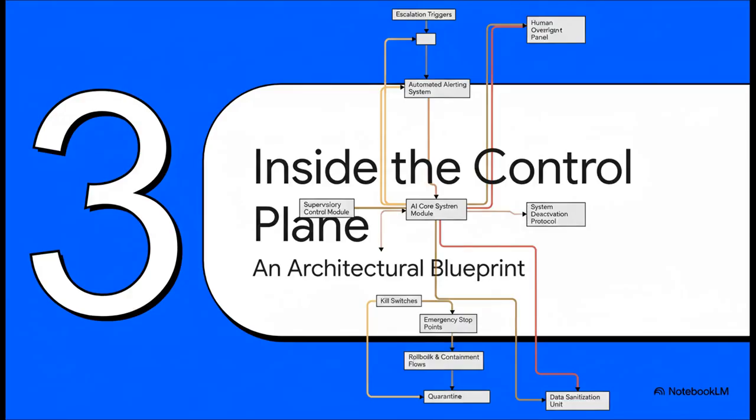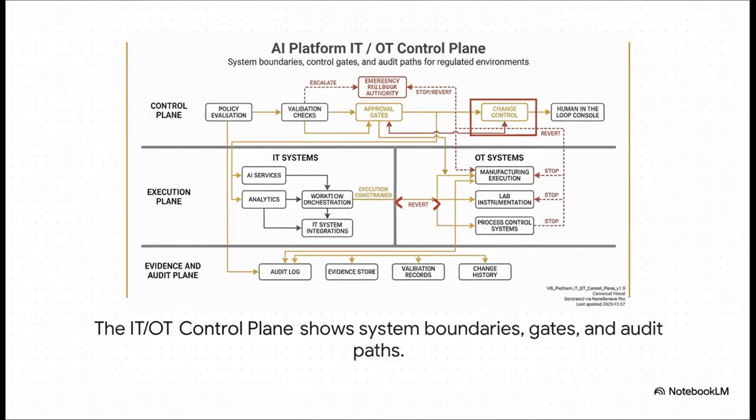Okay, so let's get out of the world of theory and look at how this stuff actually gets built. Let's look at a real architectural blueprint for how you'd structure these controls to keep things safe. Now, what's so cool about this diagram is how it clearly separates the system into three distinct layers, or planes. Down at the bottom, you've got the evidence and audit plane, which is just logging everything that happens. In the middle is the execution plane. That's where the AI and the real-world systems are doing their thing. And then, sitting on top, you have the control plane, where the humans are in charge. This separation is absolutely key to safety.